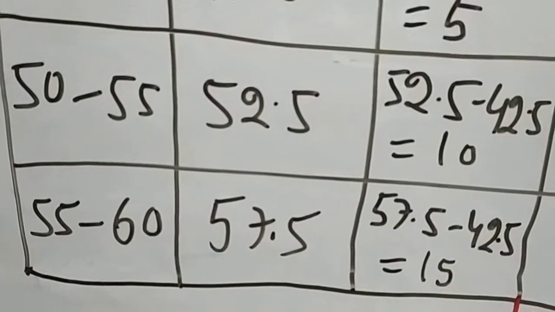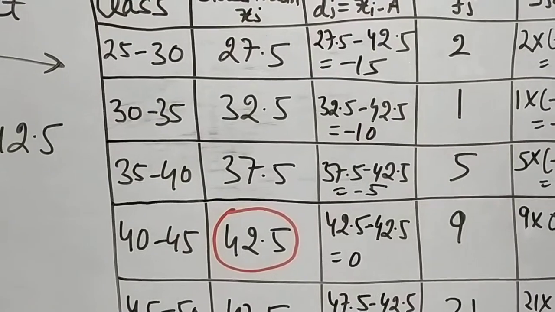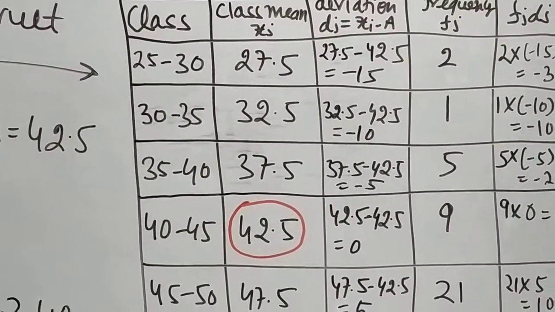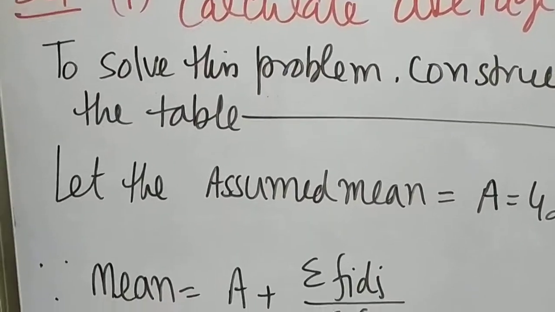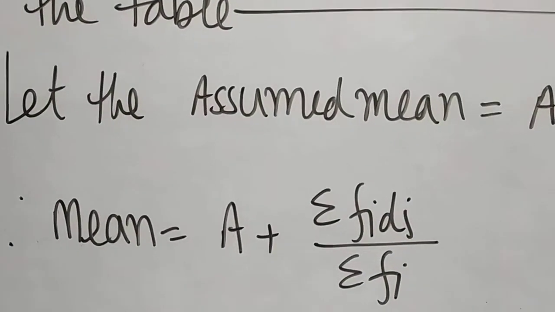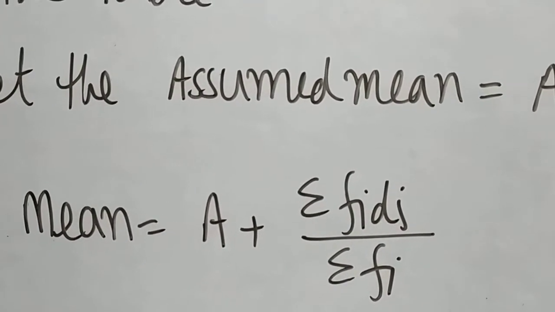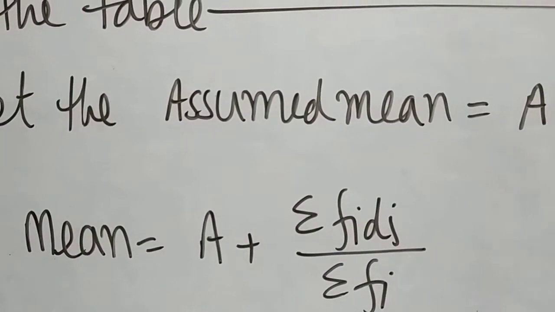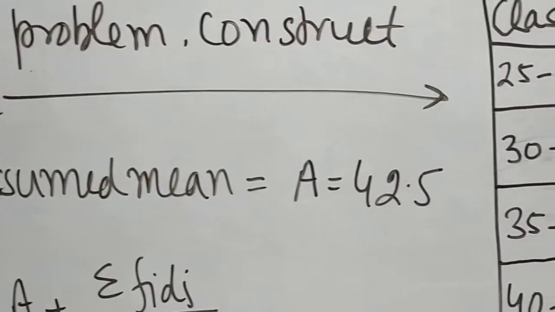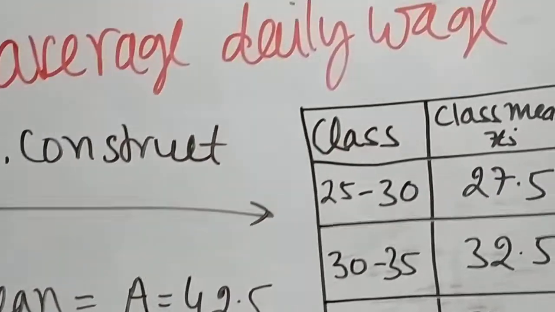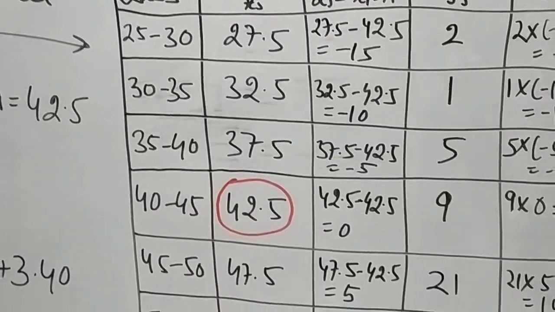But you must calculate so that a picture in your mind will be made. Now what we should do for calculation, we have the formula mean equal to A plus sigma FiDi upon sigma Fi, where A is the assumed mean, that you have to assume from the class mean. This is your class mean.